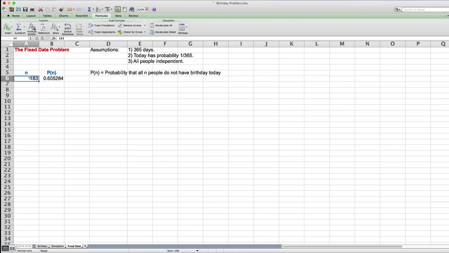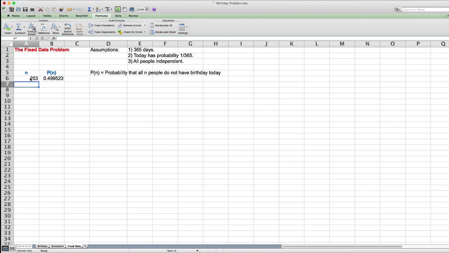Actually less. You can now play with this, and the surprising result here is that you need 253 people at your party to have a probability of more than a half that at least one of them has a birthday today. That's a very different calculation.